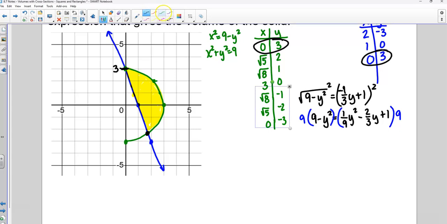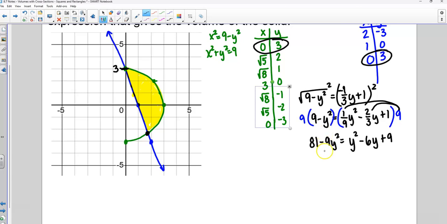So I will get 81 minus 9y squared over here on this left side. When I multiply 9 by 1/9, that's just going to be 1, so I'll just get y squared. When I multiply 9 by the negative 2/3, 2/3 of 9 is 6, so I'm going to get negative 6y, and then I'll get a plus 9 right here. So it's still not easy because I've got some bigger numbers, but at least the fractions are gone.